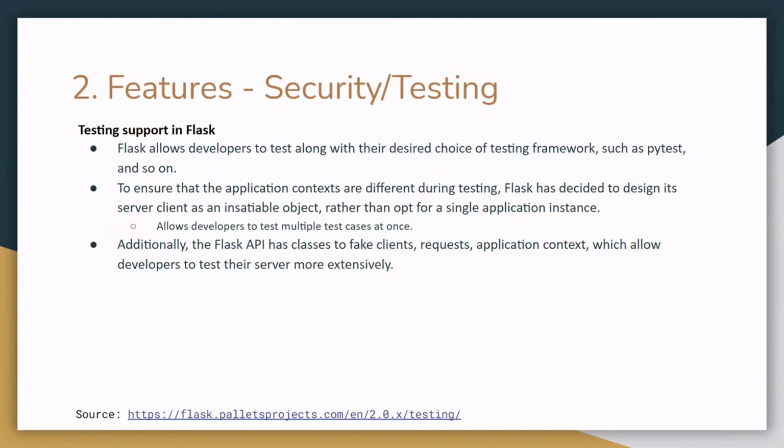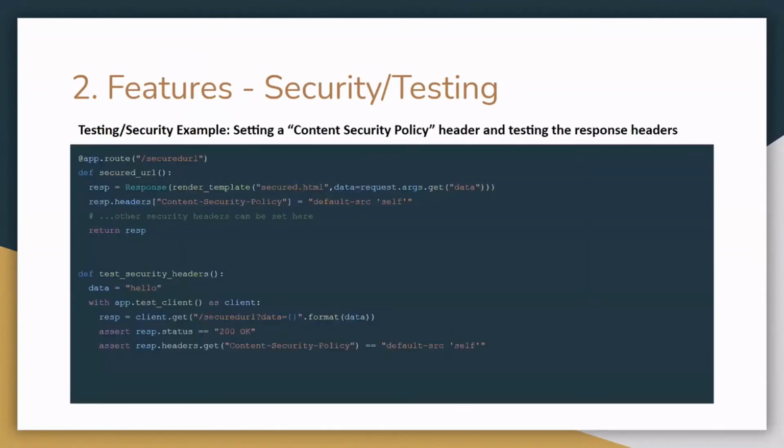Next, we are talking about the Flask design considerations in relation to testing. Flask allows developers to test with any Python-based testing framework based on the developer's preference. To ensure that the application contexts of the servers are distinct between test cases, Flask has opted for an instantiable server client rather than a singular application instance. Additionally, the Flask API has classes to fake clients, requests, application context, and so on to extend the test coverage that developers need for their application.